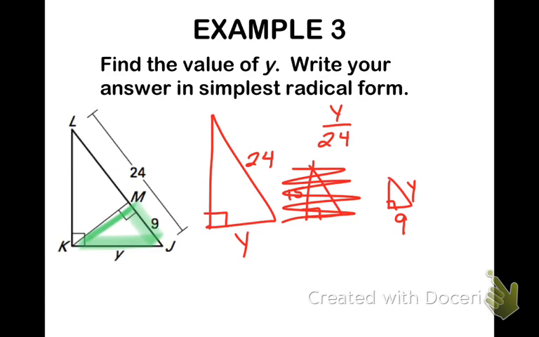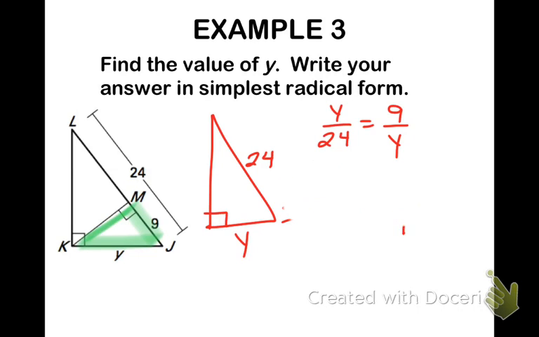Y over 24 equals 9 over Y would work. When we cross multiply that, what's Y times Y? Y squared. Y squared is equal to 216. How do you undo a square? Square root it.